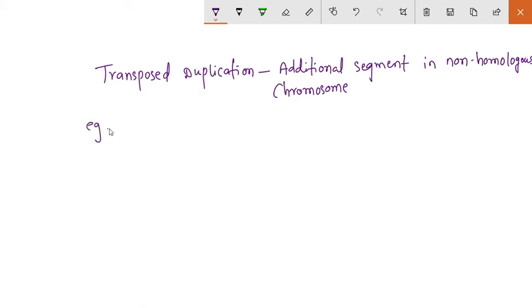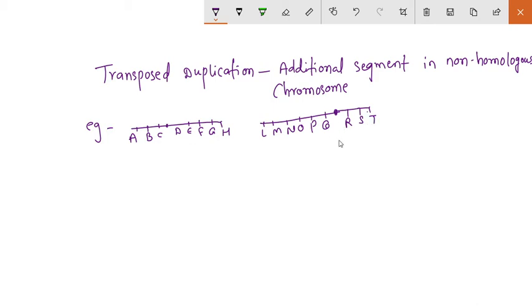For example, when there are two chromosomes, one is A, B, C, D, E, F, G and H. And the other chromosome is L, M, N, O, P, Q, then R, S and T. So there are two different chromosomes, and these two chromosomes are non-homologous chromosomes.